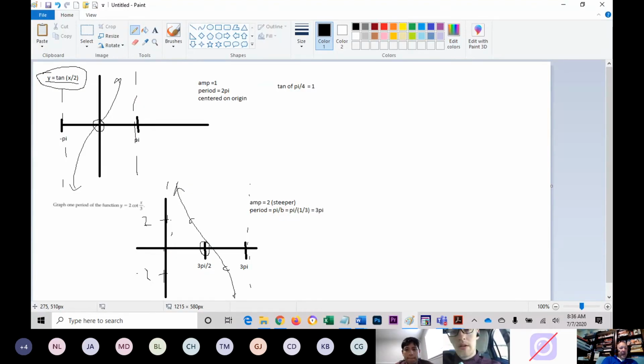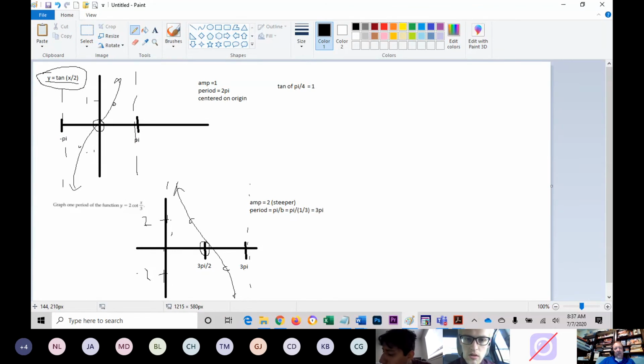Whereas on the tangent graph, since we've got an amplitude of 1, this point here would be at 1, and this point here would be at -1. Oh, that's terrible with my finger, but all right.